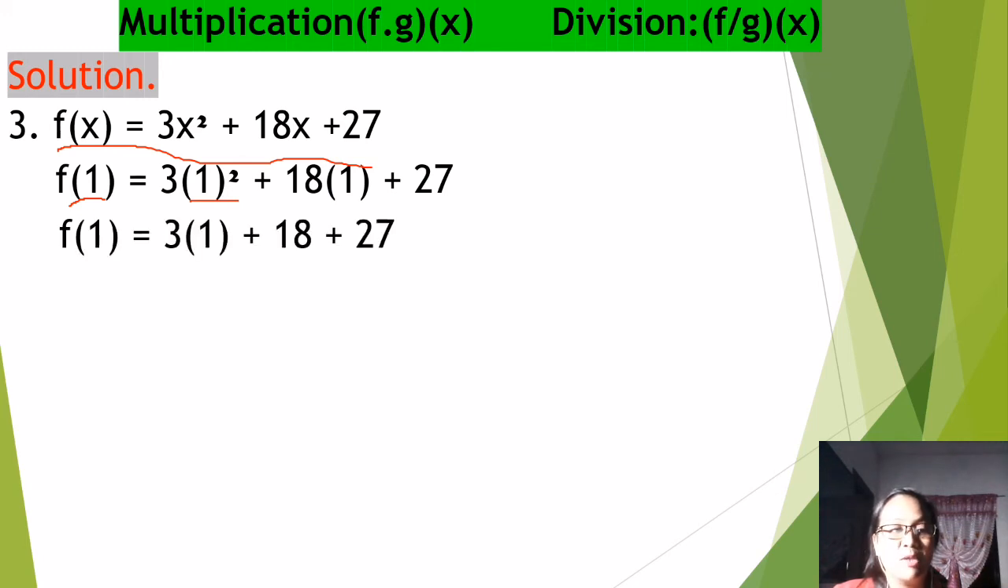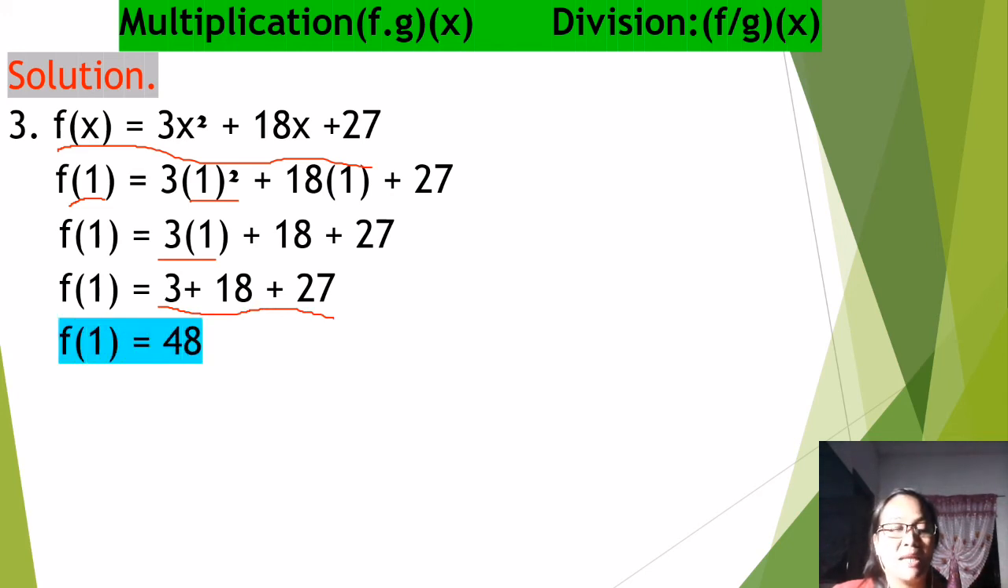Therefore, we have f of 1 is equal to 3 times 1 plus 18 plus 27. Why only 1? Because 1 times 1 is 1. Following the order of operation, we will do first the product. So 3 times 1, we have 3 plus, copy 18 plus 27. And 3 plus 18 plus 27, we have 48. Therefore, the f of x or f of 1 is equal to 48.